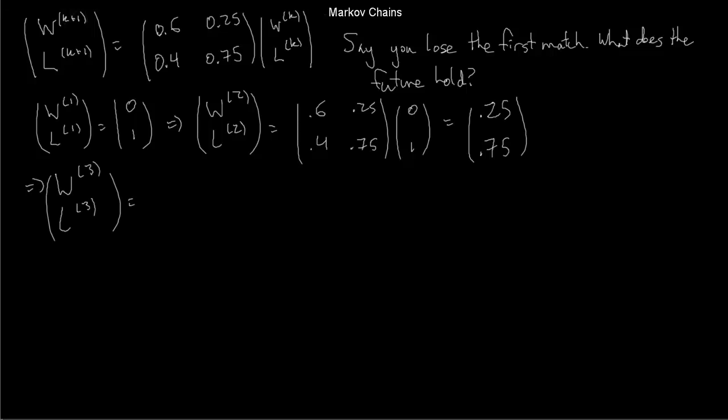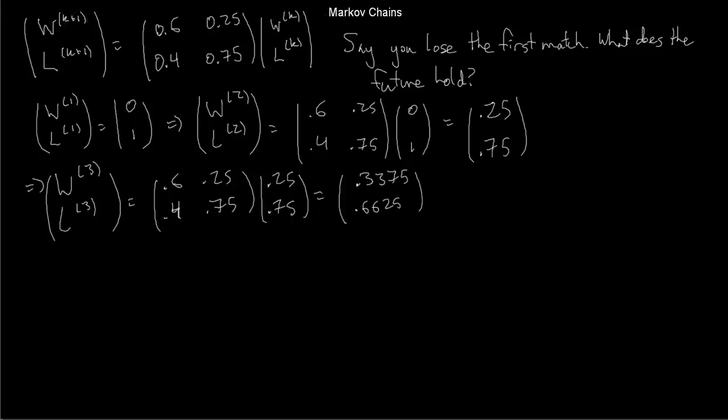Where things get interesting is the third game. Because now it's given to me by multiplying that same transition matrix by the new probability vector 0.25, 0.75. And the numbers come out to be about 33% chance of winning, about 66% chance of losing.